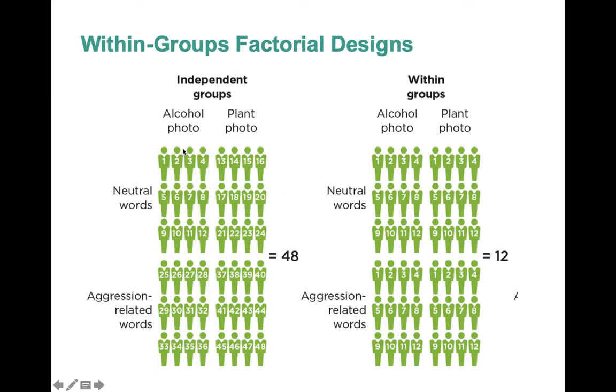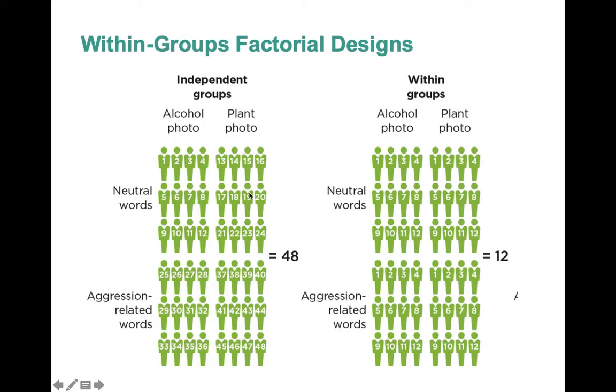Okay, so in this case, we've got a 2 by 2 design, and so we can look at a 2 by 2 design that would be an independent groups design. In this case, we've got 48 different participants because in each of the 4 cells of the design, we've got 12 different people in each cell. Okay, so let's just say we've got one variable, which is the type of photo that they view, and there's either an alcohol photo or a plant photo, and then in another condition of the experiment, they're exposed to different words, neutral words and aggression-related words. So we've got a photo variable, a word variable, 2 levels of each. So we've got basically a 2 by 2 design, with 4 different cells.